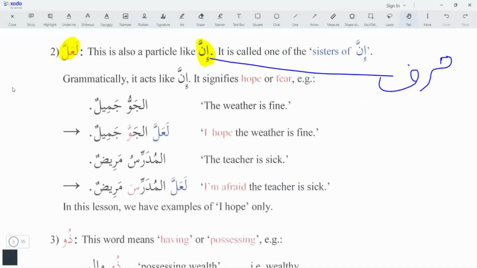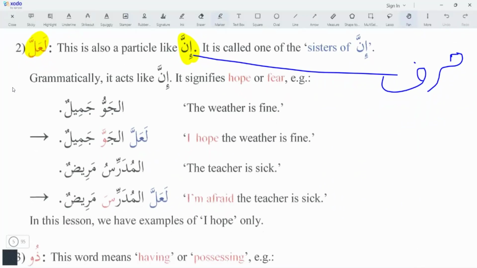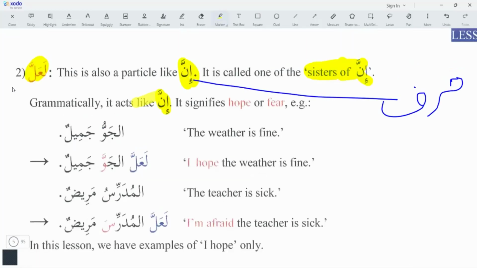Now we go to la'alla. This is a particle like inna. It is called one of the sisters of inna because it acts like inna. Grammatically, it acts like inna.